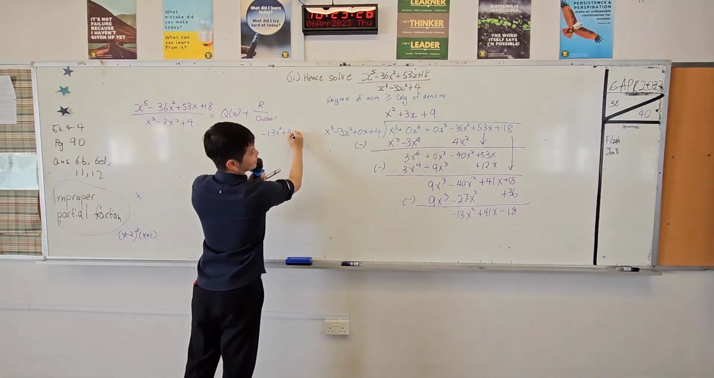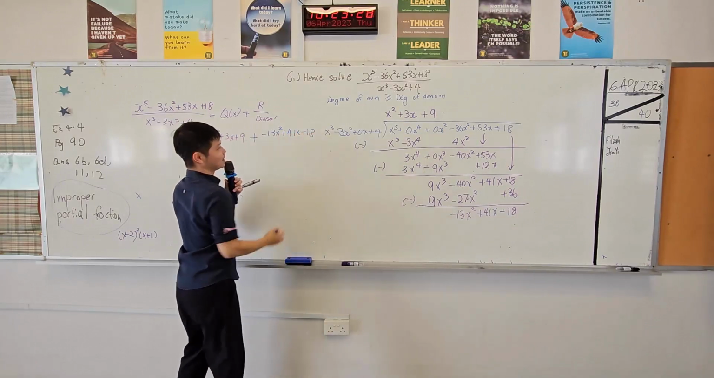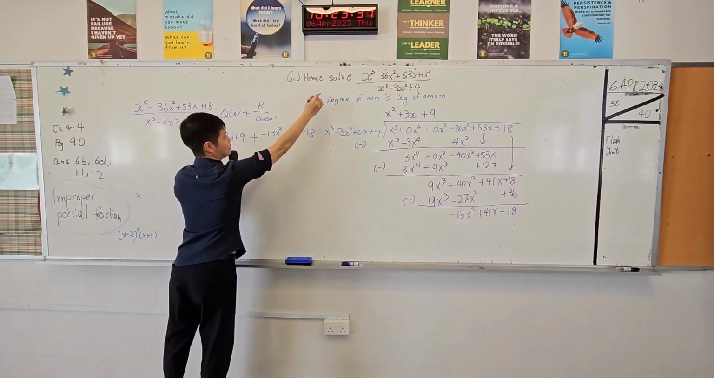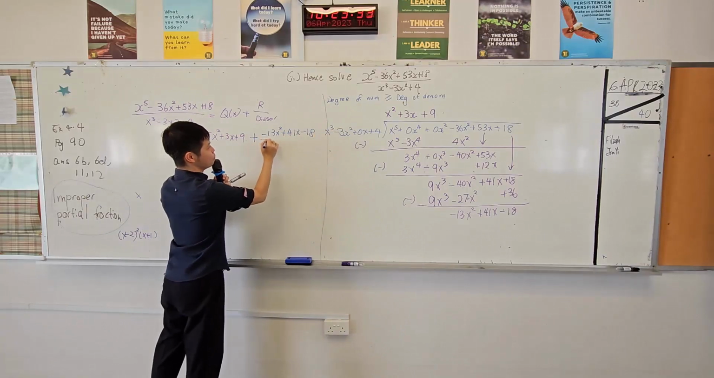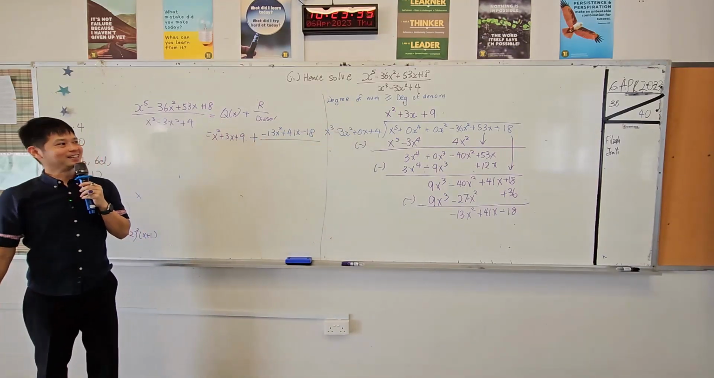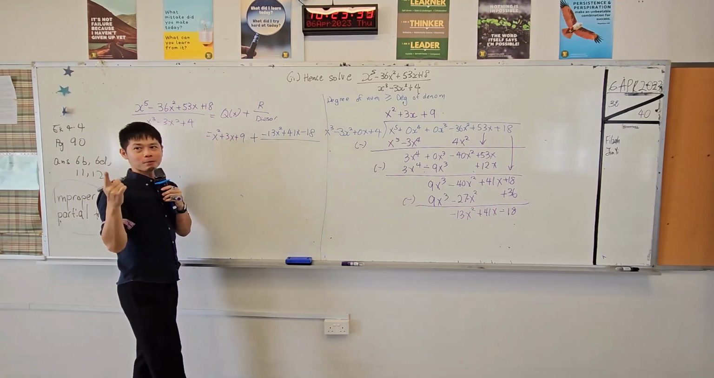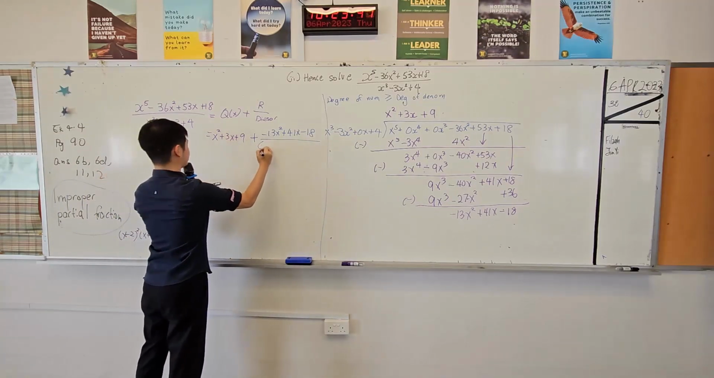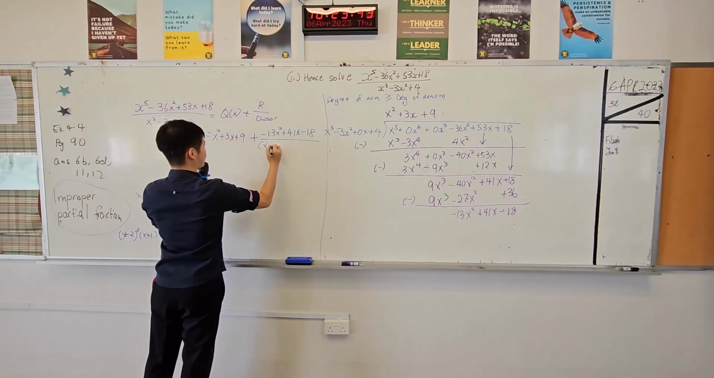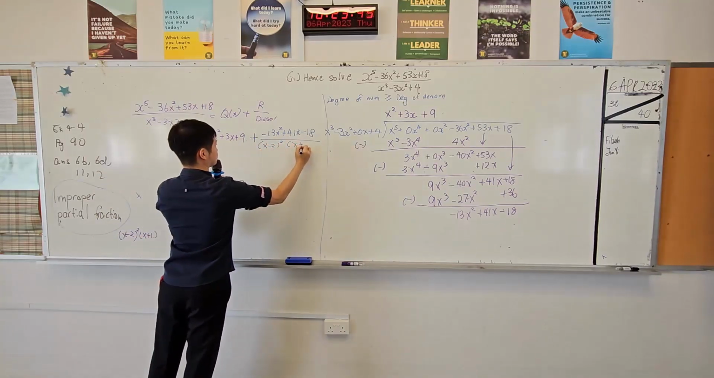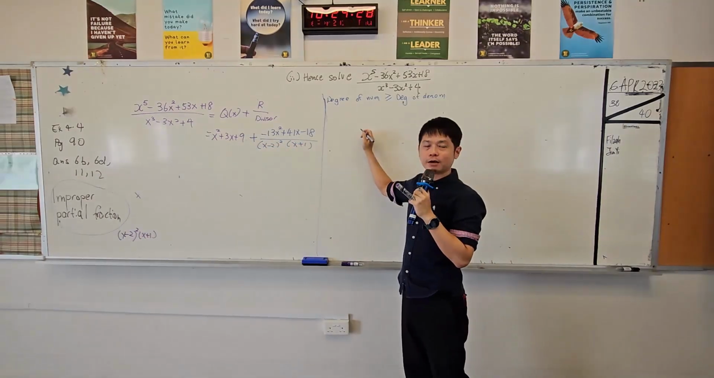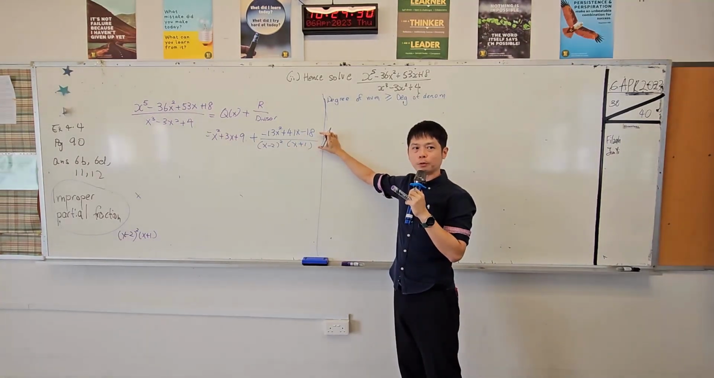The remainder, quite long, over the divisor. Now, I'm not going to write this as a divisor, because part 1 already factorized, right? So I will use the divisor as (x minus 2) squared times (x plus 1). So the next part of the lesson now is I need to break this into partial fractions.